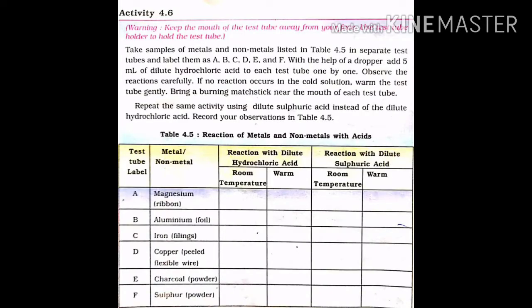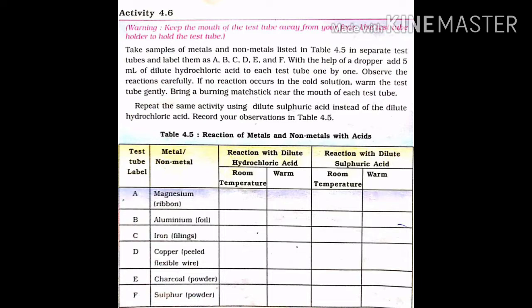In previous class, we have learned some chemical properties of metals and nonmetals. In today's class, let us learn some more chemical properties of metals and nonmetals. Reaction with acids. Let us see how metals and nonmetals react with acids by an activity.